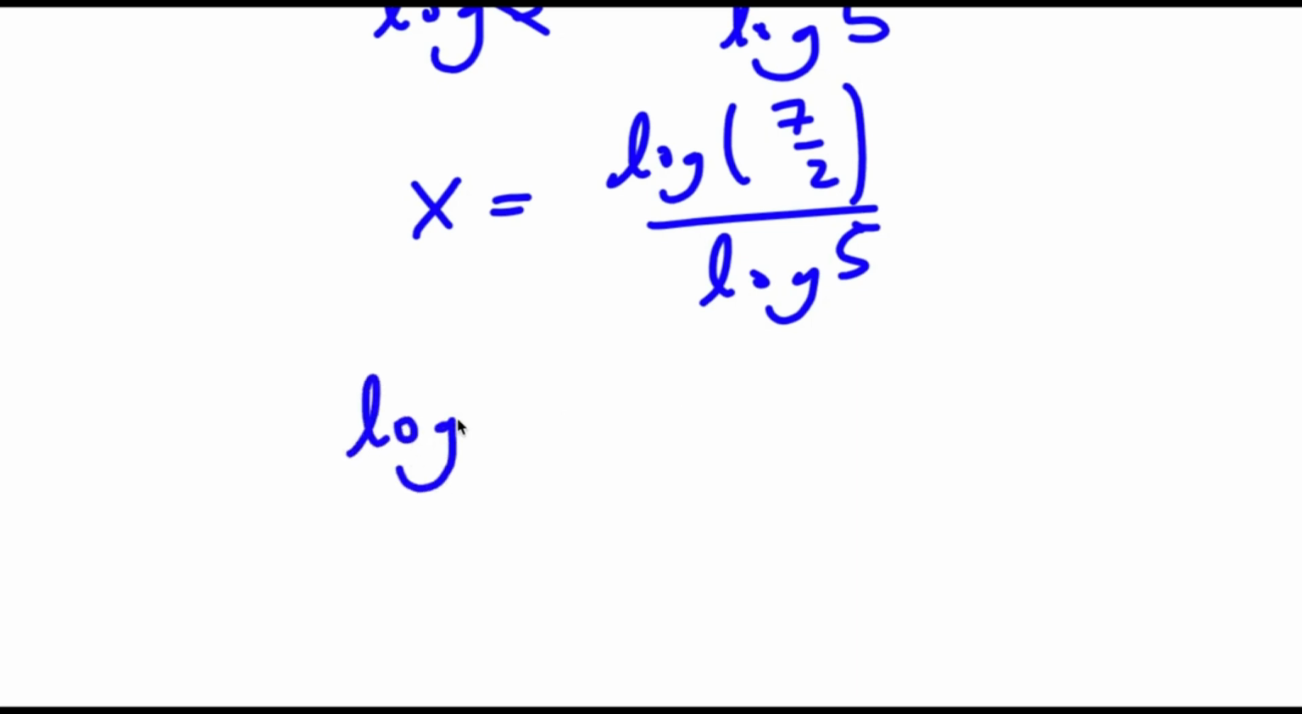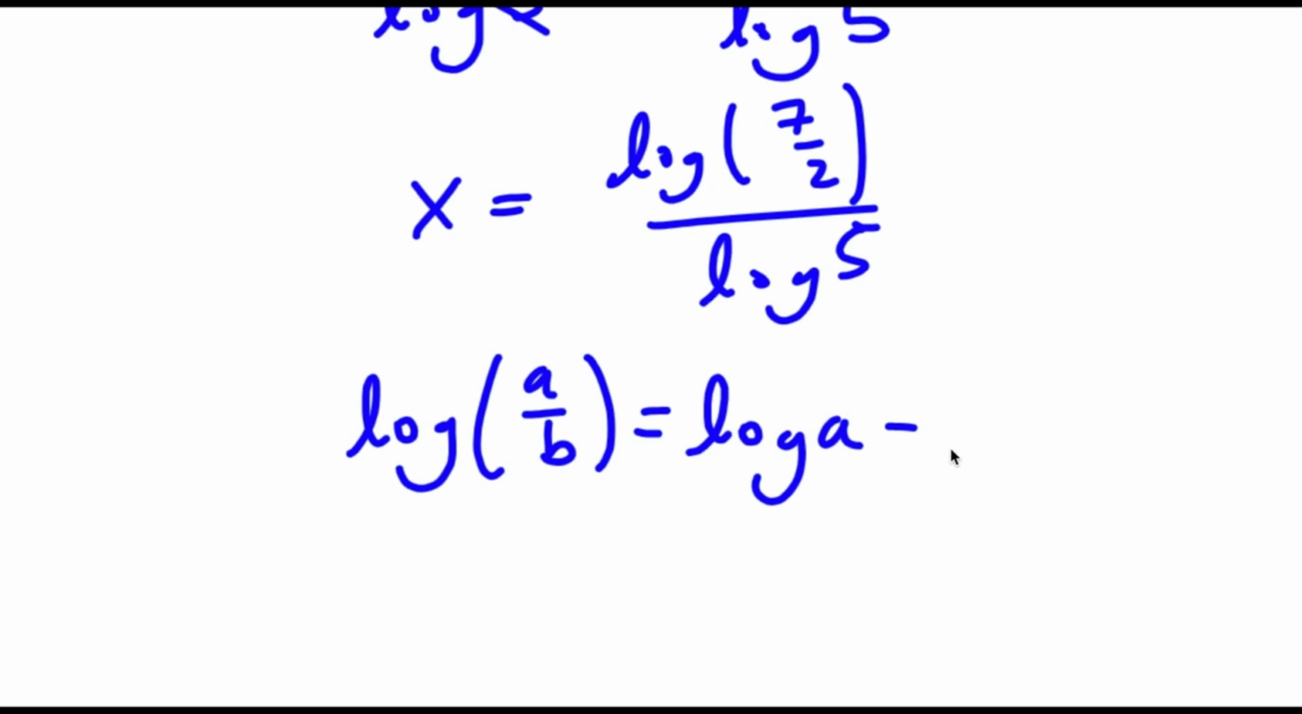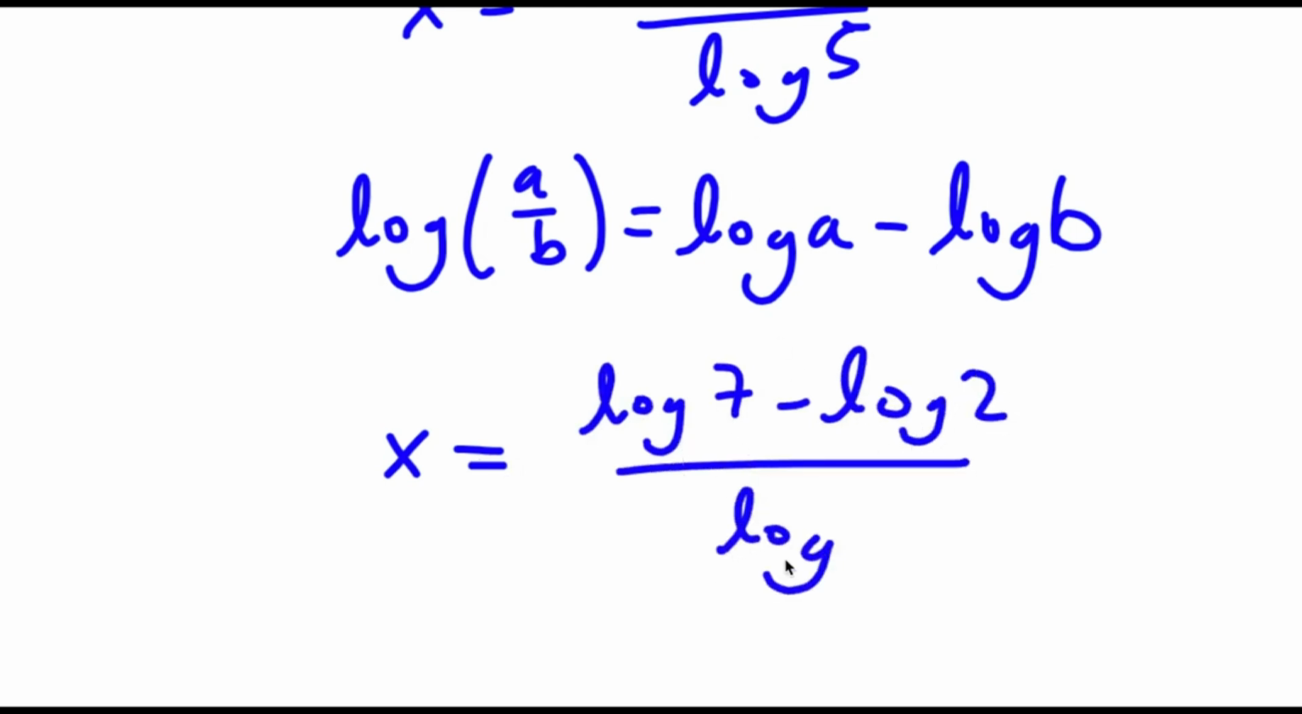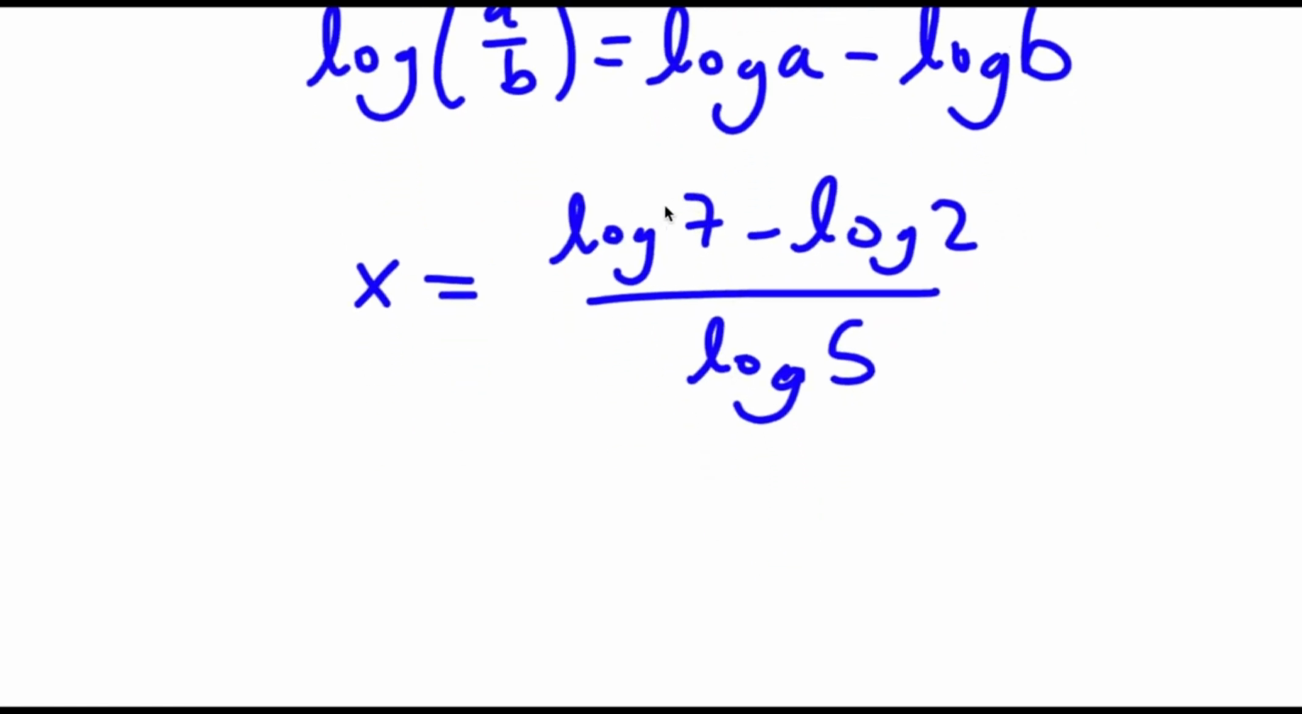Now if I have something in the form log a over b, this is equal to log a minus log of b. So in this case, I have log 7 over 2, and I can rewrite that as log 7 minus log 2, and I have this over log 5. So now that this is all simplified, all we need to do is plug in the values of log 7, log 2, and log 5.